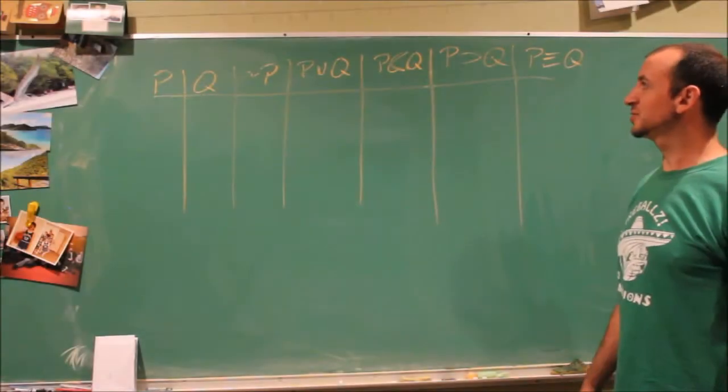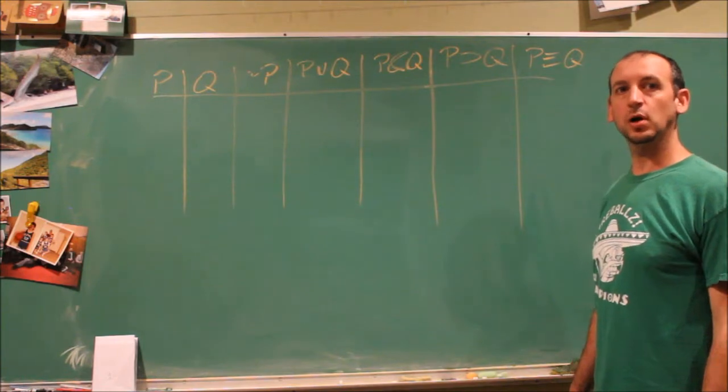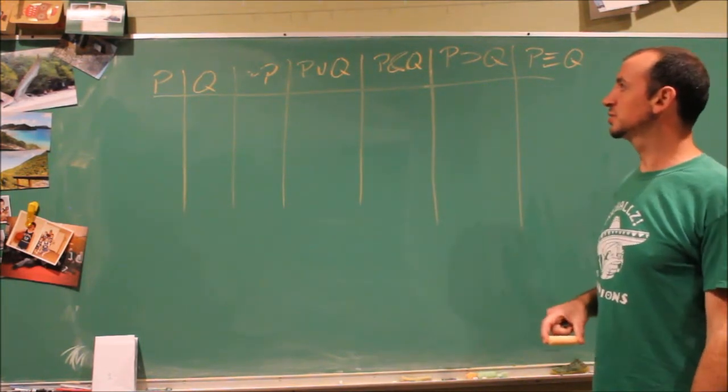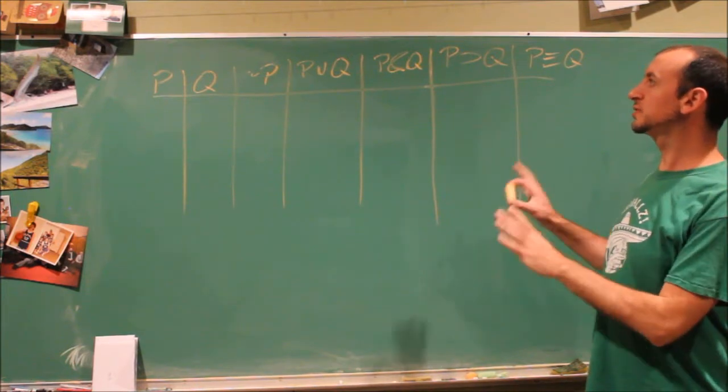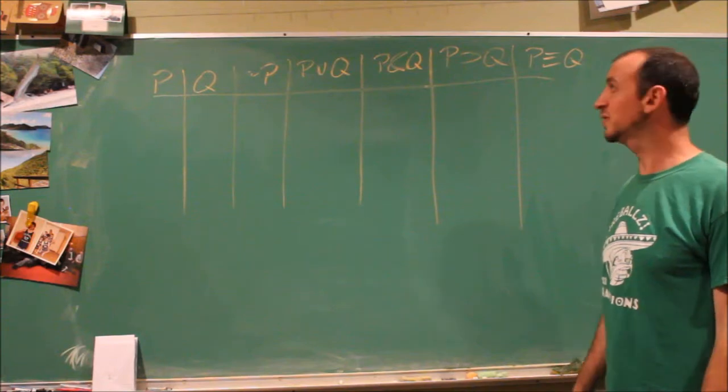Okay class, I just wanted to do a quick video today in a couple of parts to help you with your truth table homework. So what I have on the board here are just some of the basic logical relations that we're going to have to think about, and just a very simple truth table. We're not trying to prove anything here, just look at all the different relationships between these letters.